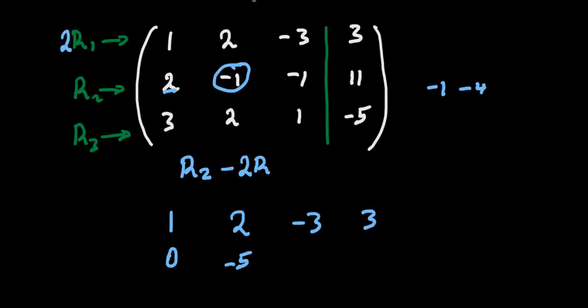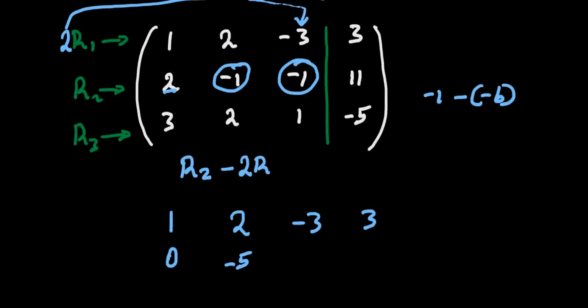Next, use this same 2 to multiply -3, and that will give us -6. Now, let's erase this from here first. So, -1 minus -6. That means -1 plus 6, and that would be +5. So this is now +5.